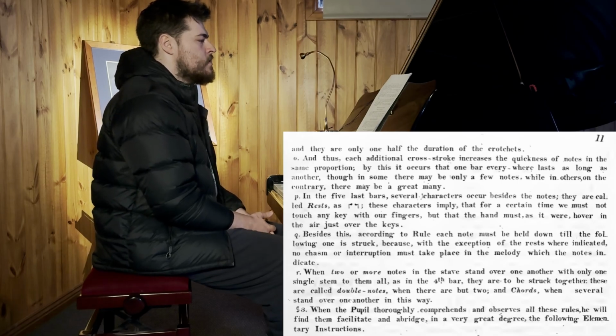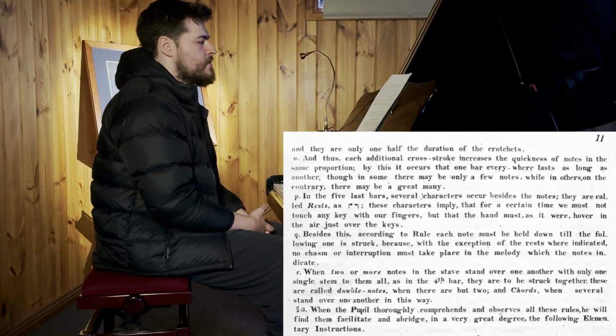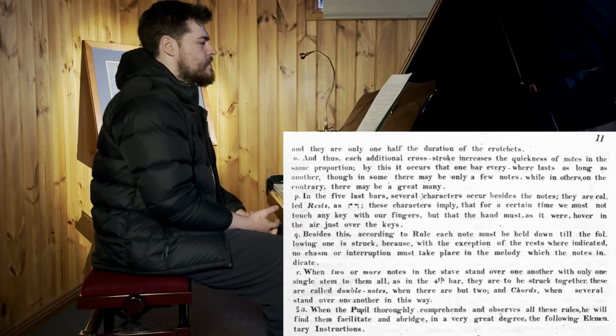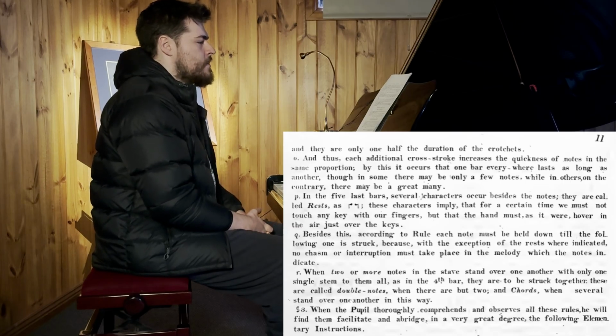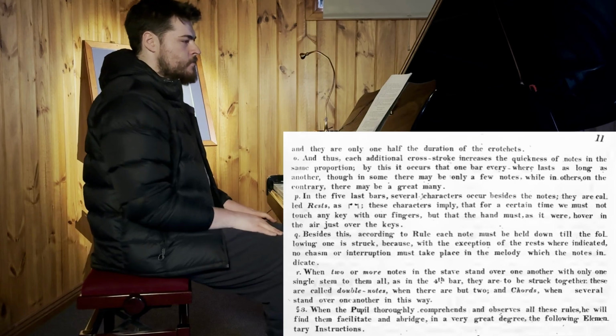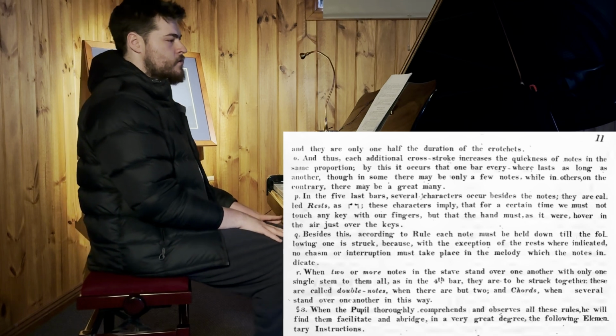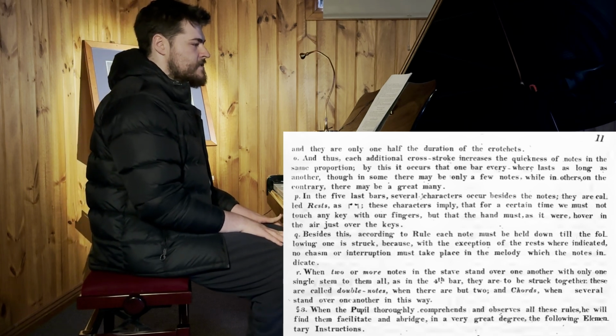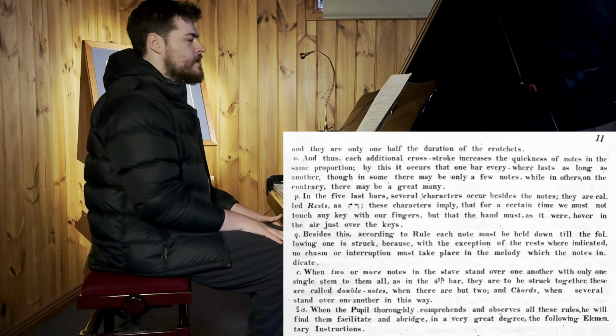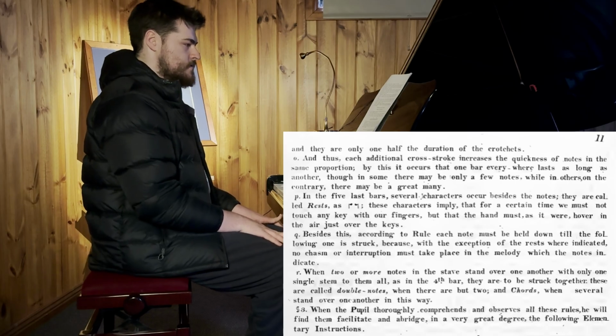When 2 or more notes on the stave stand over one another, with only one single stem to them all, as in the 4th bar, they are to be struck together. These are called double notes when there are but 2, and chords when several stand over one another in this way. When the pupil thoroughly comprehends and observes all these rules, he will find them facilitate and abridge in a very great degree the following elementary instructions.